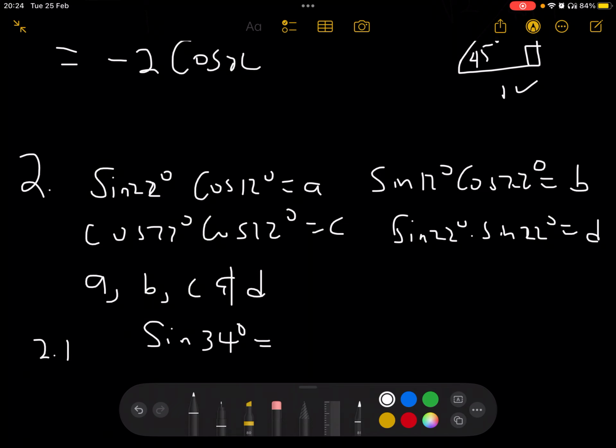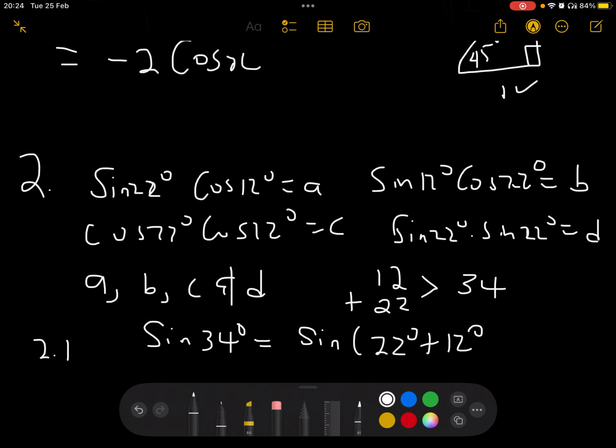Now, 34 with 22 and 12, how does that merge? We have 12 and 22, and if we add them up, they give us 34. So this basically means this is like sine of 22 plus 12. I know I added upside down, but yeah.